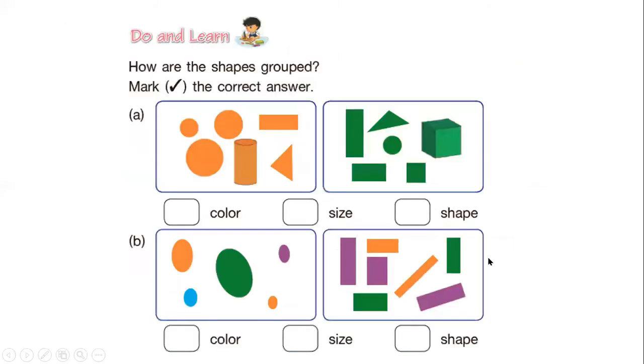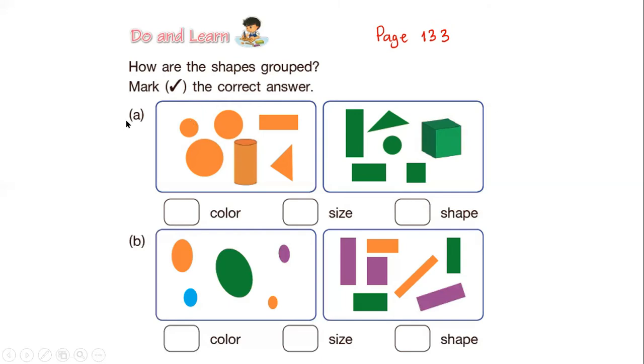Okay, for now, please open your book to page 133. Page 133. Okay, I believe that you are there. Now let's read together. How are the shapes grouped? One more time. How are the shapes grouped? Faster. How are the shapes grouped? Mark, tick the correct answer.